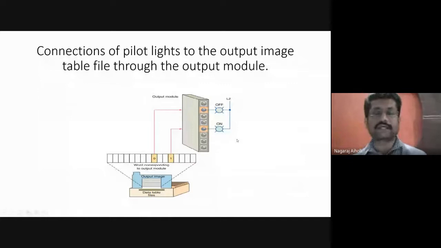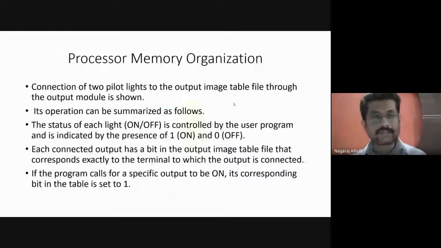What I mean to say here is, for every output terminal device there is a particular bit in the output image table file. If there are 8 output devices connected, for every output device there is a particular bit location in the output image table file for storing the status of that corresponding output terminal device. Clear here? Connection of pilot lights to the output image table file is shown.